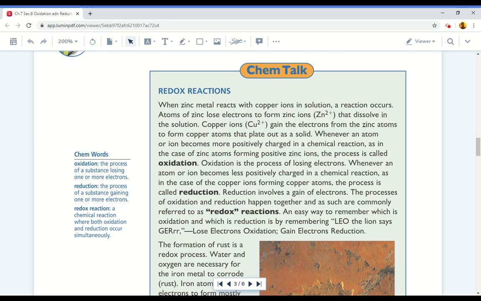Atoms of zinc lose electrons to form zinc ions that dissolve in the solution. Copper ions gain the electrons from the zinc atoms to form copper atoms that plate out as a solid. Whenever an atom or ion becomes more positively charged in a chemical reaction, as in the case of zinc atoms forming positive zinc ions, the process is called oxidation.